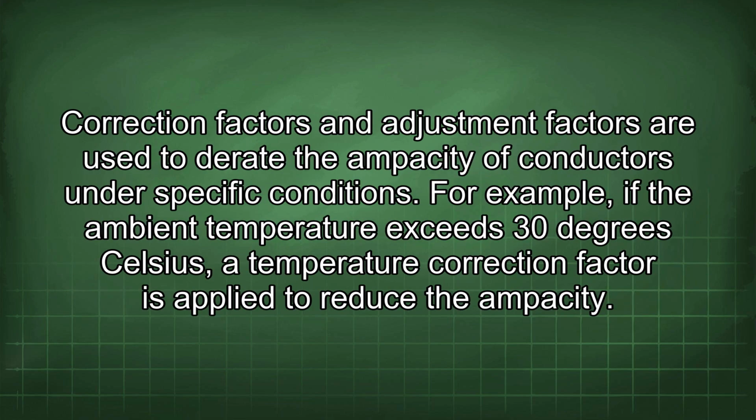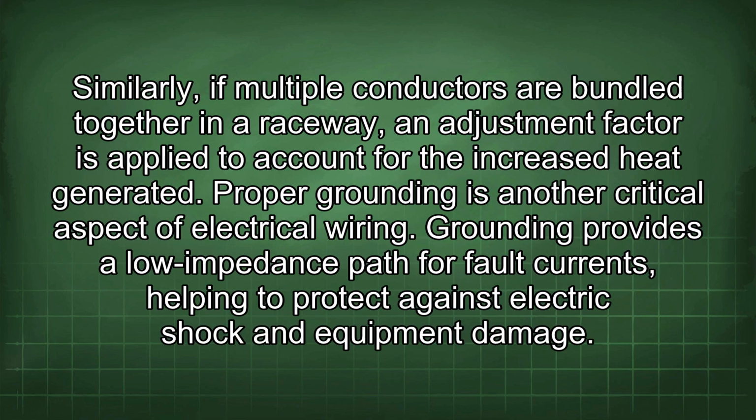Correction factors and adjustment factors are used to derate the ampacity of conductors under specific conditions. For example, if the ambient temperature exceeds 30 degrees Celsius, a temperature correction factor is applied to reduce the ampacity. Similarly, if multiple conductors are bundled together in a raceway, an adjustment factor is applied to account for the increased heat generated. Proper grounding is another critical aspect of electrical wiring.